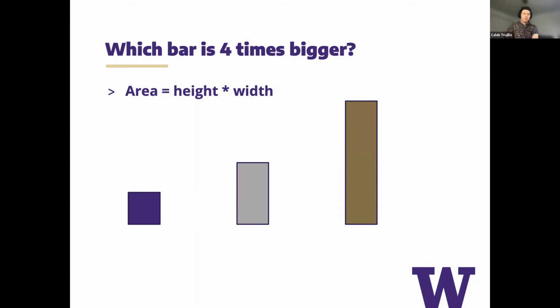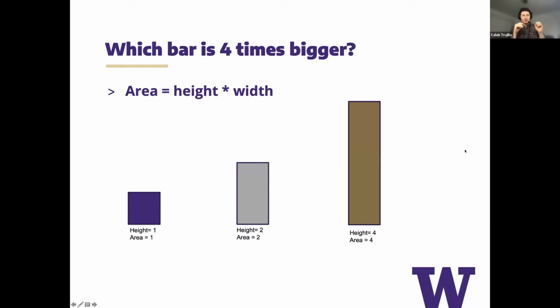And we know it's 4 times bigger because we scaled the height to be 4 times bigger, but we kept the width the same. So if you think about area as the way that our eyes perceive which bar is bigger, we would have the smallest purple one being a height of 1. And if the width is 1, then the area is 1. And then we could imagine stacking 2 of those to make the gray one, and stacking 2 of the gray ones to make a gold one. So altogether, we would say that the gold one is 4 times bigger.